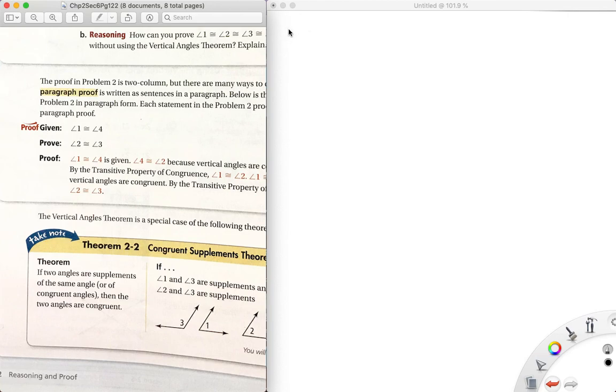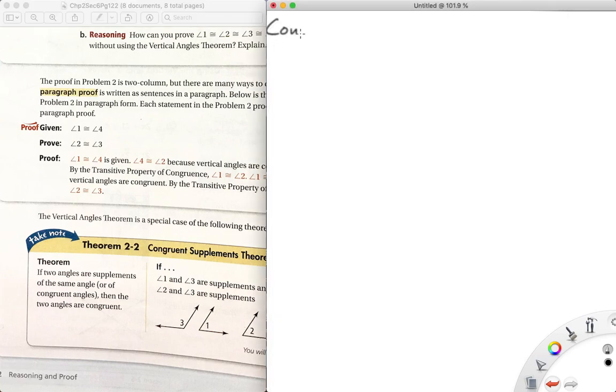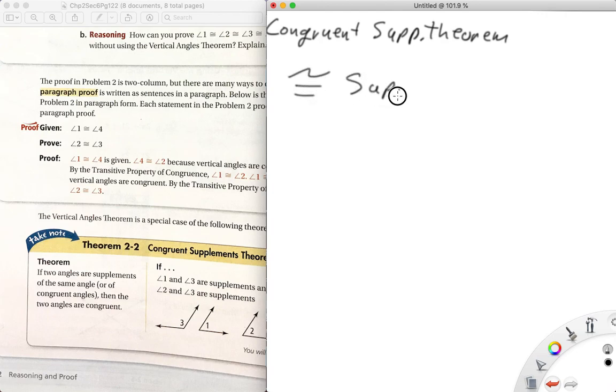The way that I write congruent supplements theorem is like this. I write the congruent symbol, then I say sup, congruent supplements, and sometimes I write theorem, sometimes I don't. Congruent supplements theorem. What the congruent supplements theorem says is that if I have two angles that are the supplements of the same angle, or they're congruent to the same angle, then the two angles are congruent.